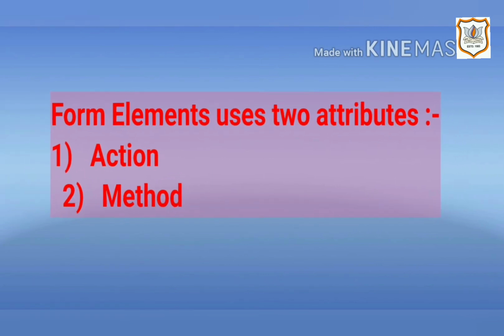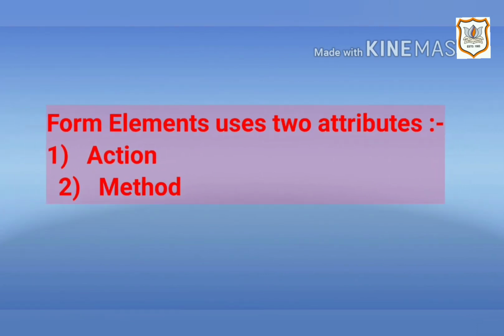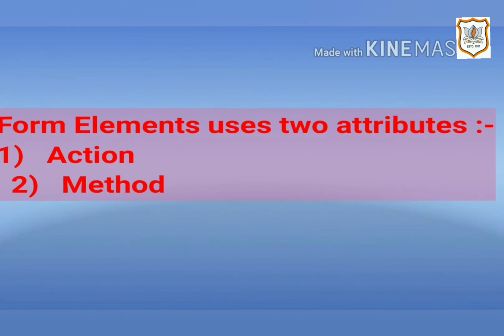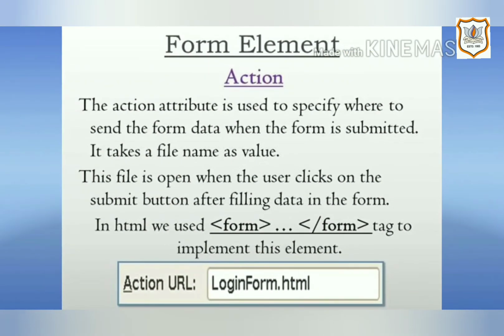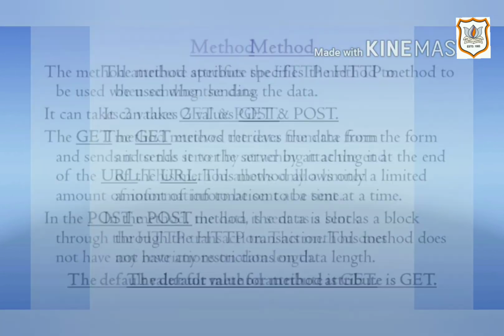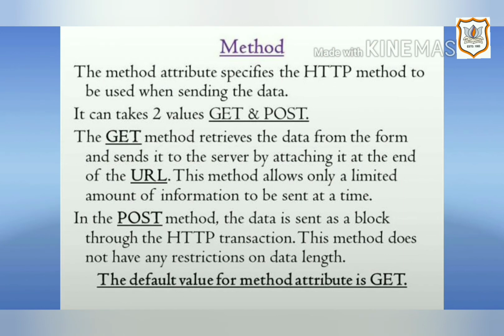The form element uses two attributes, the first one the action attribute, the second one the method attribute. The HTML action attribute is used to specify where the form data is to be sent to the server after submission of the form. It takes a file name as a value. It is used to specify the URL of the document where the data is to be sent after the submission of the form. The second HTML attribute is the method attribute.